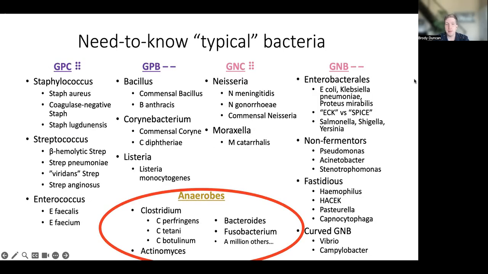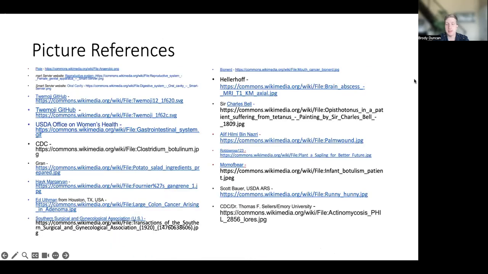So that's all I wanted to say about anaerobes. Again, Clostridium, Actinomyces to a lesser extent, but especially Bacteroides and Fusobacterium can be very virulent and can cause serious disease. But if you see them in your cultures, think about the patient's clinical presentation and if it's in keeping, and treat them if it's appropriate. And with that, we really talked about all of the quote unquote typical bacteria that I think that you guys need to know. Here are the picture references, and thank you for joining us.